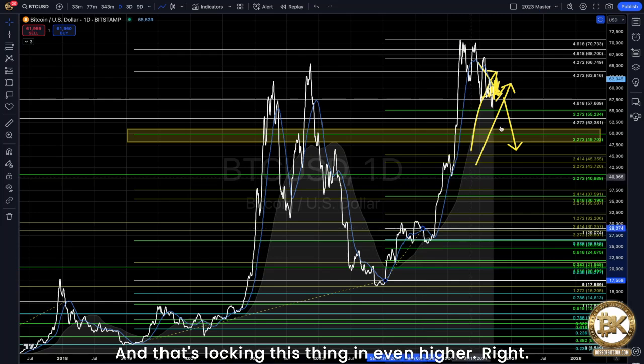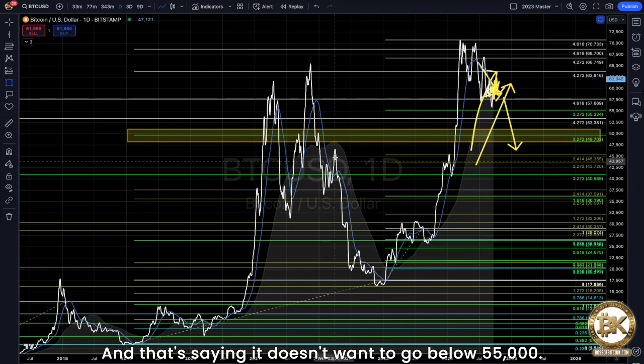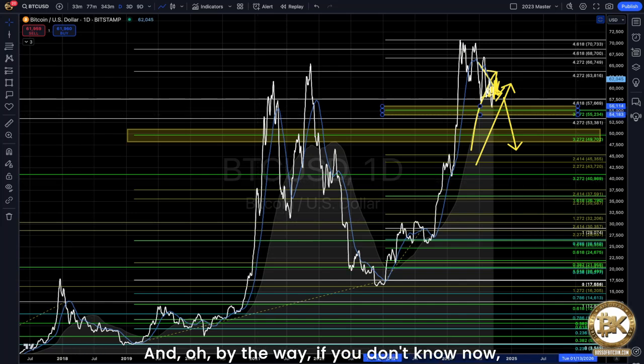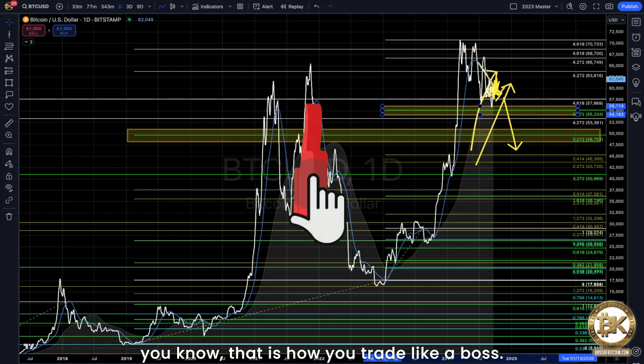And that's locking this thing in even higher, right? And that's saying it doesn't want to go below 55,000. And we see that already. When it tapped that line, it got bought right back up. So you have 3 major cycles all telling the same story. And oh, by the way, if you don't know, now you know. That is how you trade like a boss.